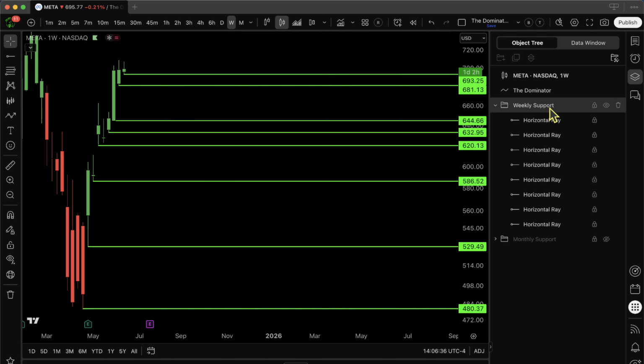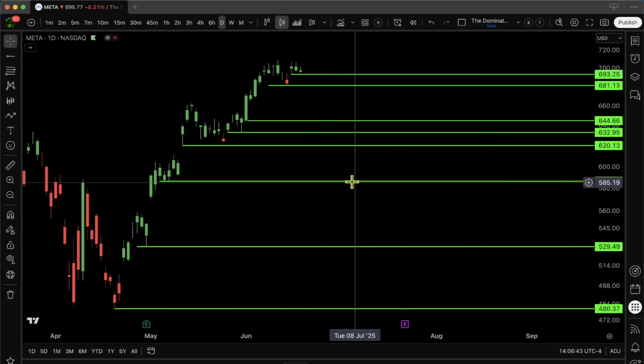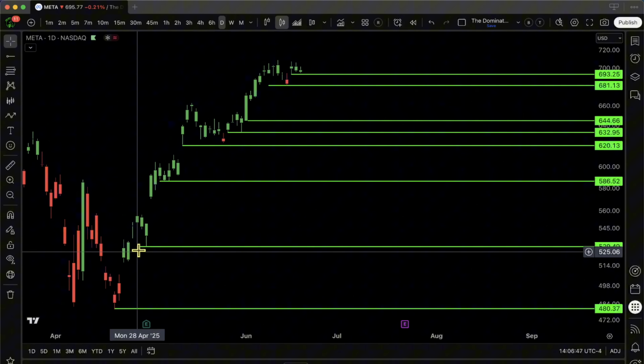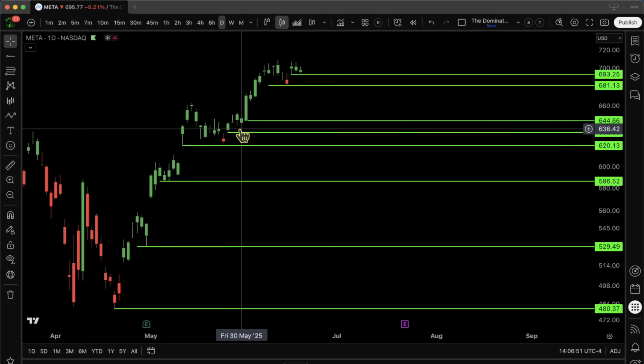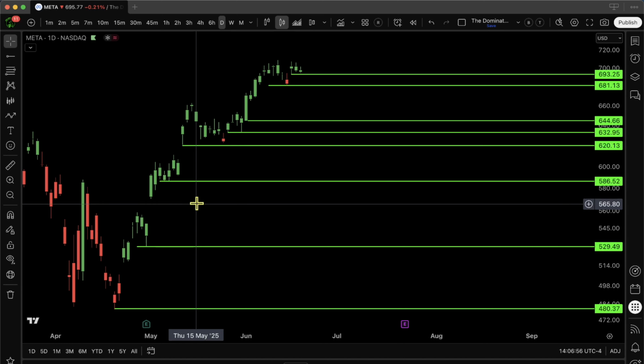For this exercise, we are going to leave it on. I want to show you how that matches up with your daily on Meta. You can see that this weekly support literally grabs almost every single major support of Meta on the way up, guys. Now, here's the next best part.